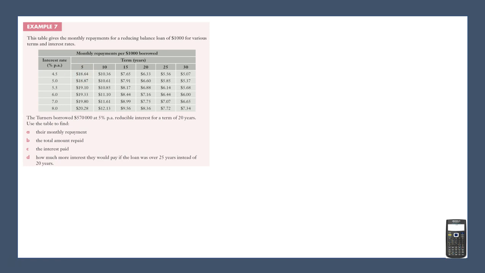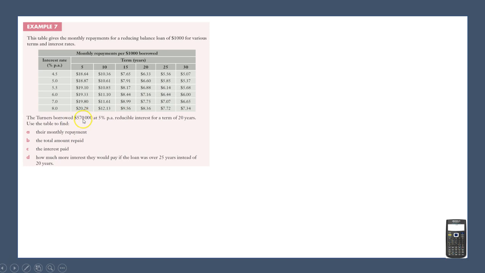What I can interpret from this table is, for me to pay off a loan of $1,000 over 5 years, where the interest rate is 4.5% per year, I need to pay $18.64 each month. And remember, it's going over 5 years. You can pick any other value. Let's have a look at the example.